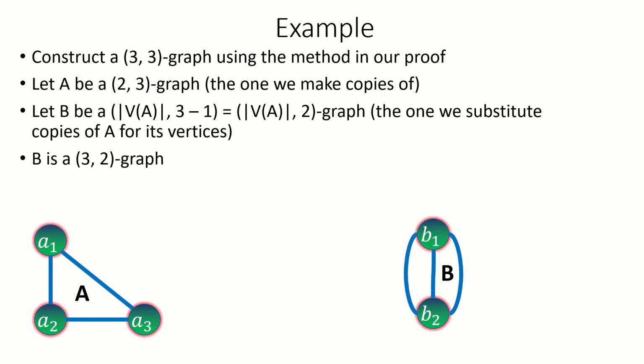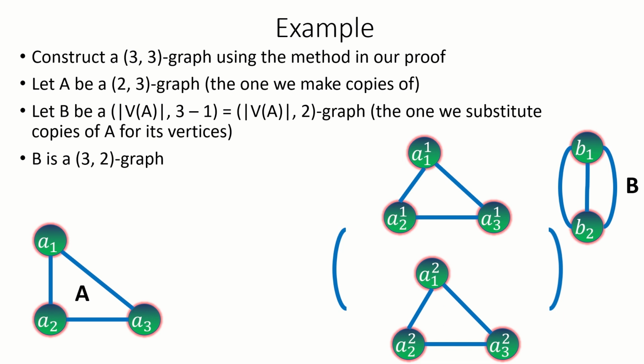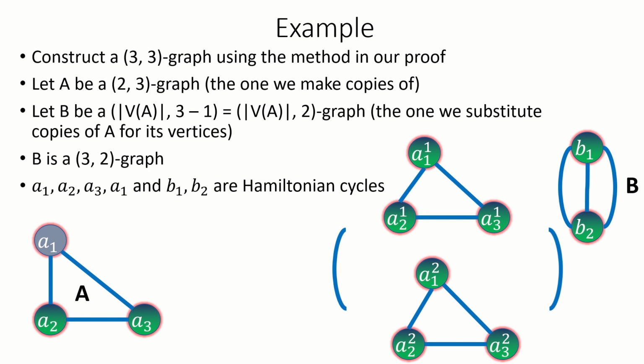Next, let's replace each vertex in graph B with a copy of graph A. The subscripts represent which vertex in graph A a vertex in our new graph corresponds to. The superscripts represent which vertex in graph B a vertex in our new graph corresponds to. Now, a sub 1, a sub 2, a sub 3, a sub 1 is a Hamiltonian cycle in graph A, and b sub 1, b sub 2, b sub 1 is a Hamiltonian cycle in graph B through the edges highlighted in red.